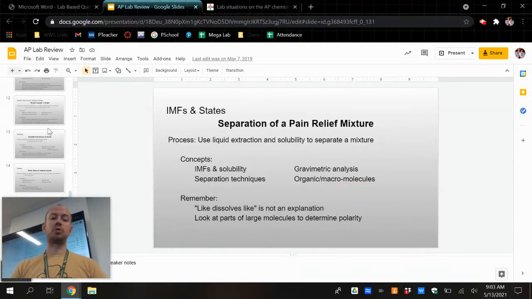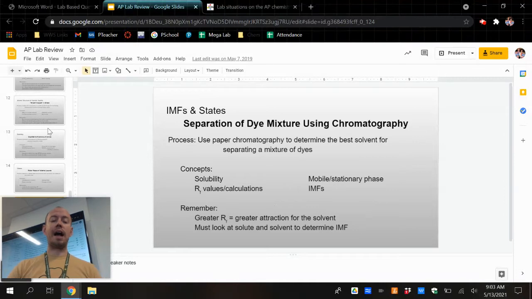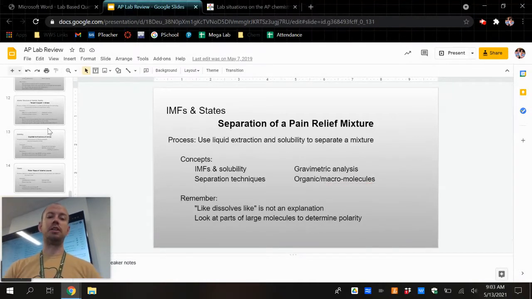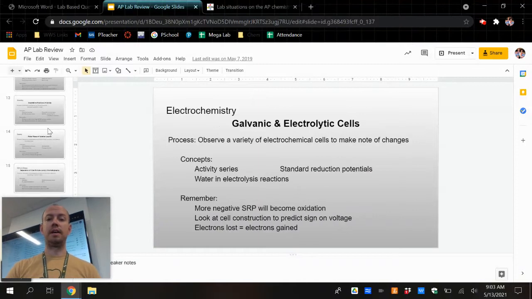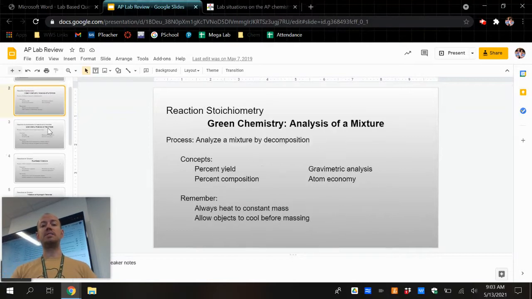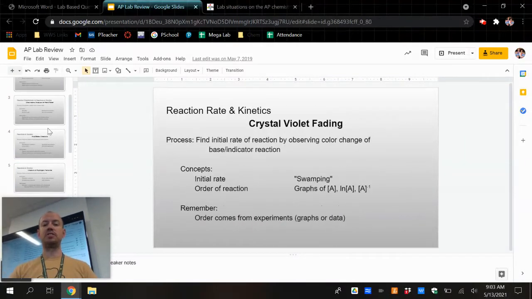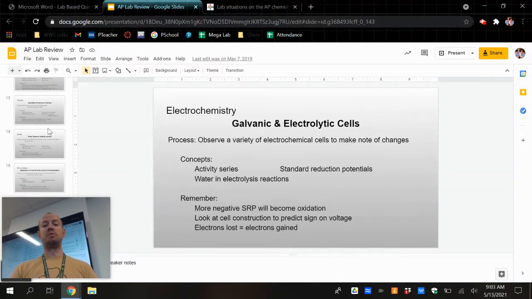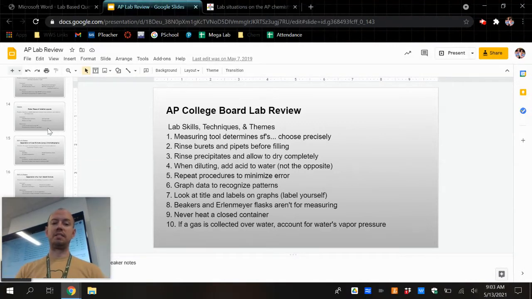That one we were a little bit short on time, but it was a similar idea to separating solutions, using solubility and some other things with polarity. And then we did do the combination of virtual and hands-on electrochem cell. Here I summarize the process, the concept related to those things, and some notes to remember. You'll also see those in the other places.